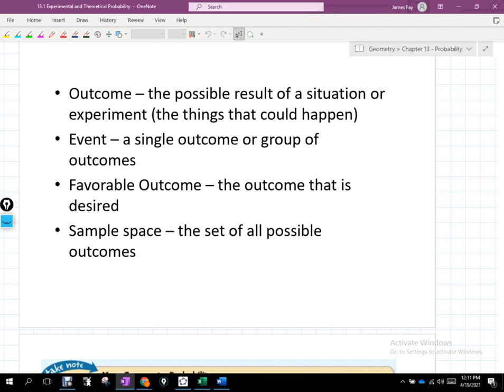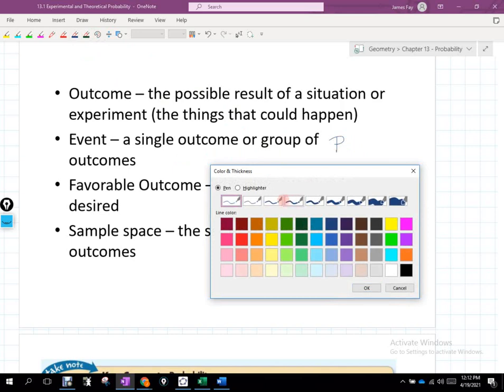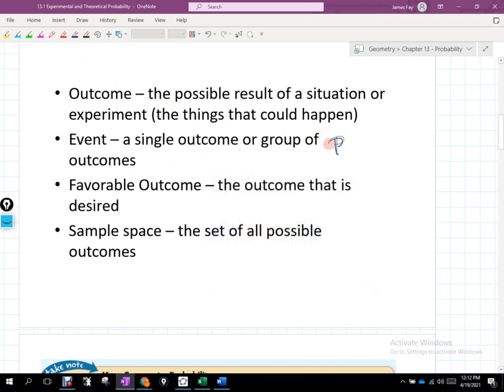Okay, if I roll a die, the numbers 1, 2, 3, 4, 5, 6 could happen. Each of those is referred to as an outcome. An event is a single outcome or group of outcomes. This is where we see events, notation-wise, most often. Let's just go to flip a coin. If I say the probability of getting a tails, what we do is we say capital P for probability, and we put in parentheses here, tails.